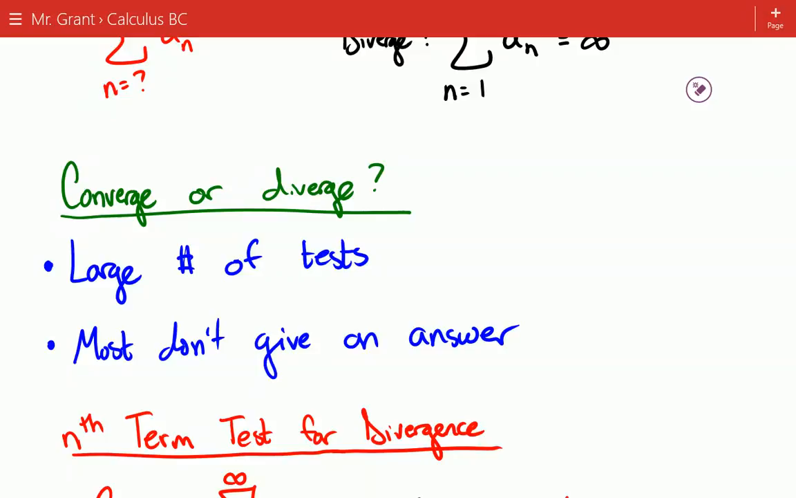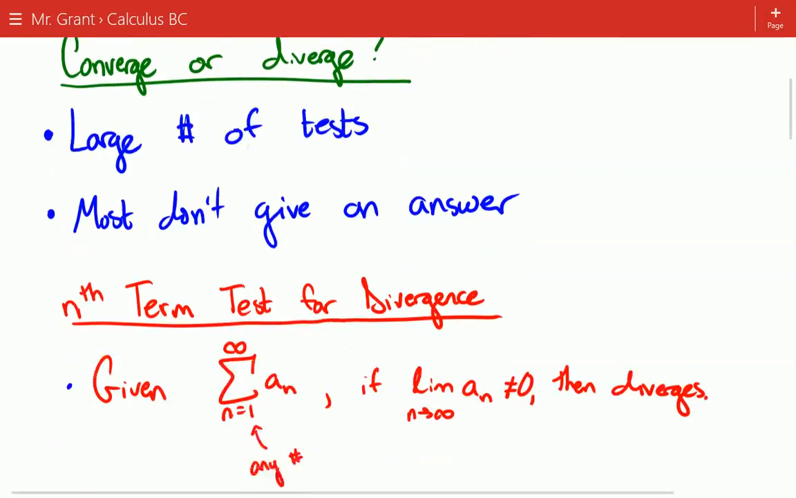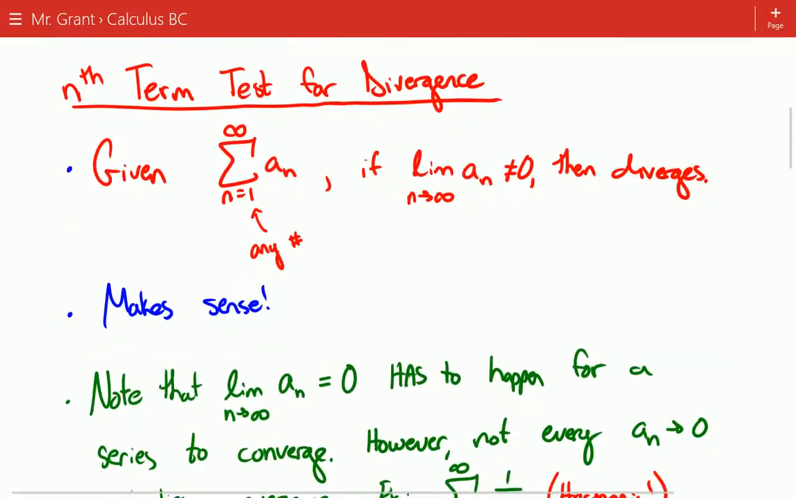So let's start with our easiest test so far. And the easiest test is called the nth term test for divergence. So it says that if you're given some sort of series, and I picked starting at n equals 1, but it really doesn't matter. n equals 1, n equals 10, n equals 50, as long as it starts at some specific number and it gets infinitely large. Then if you take the limit of the sequence that you're summing up, and if that limit is not equal to 0, then we say that the series diverges.